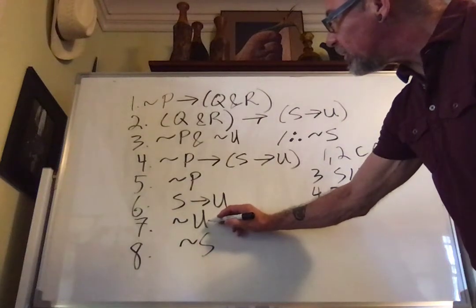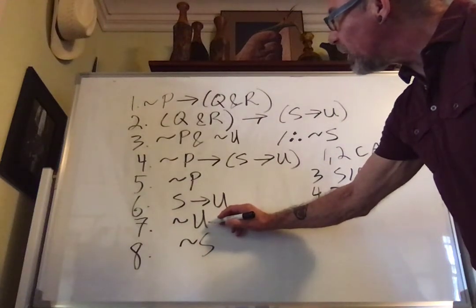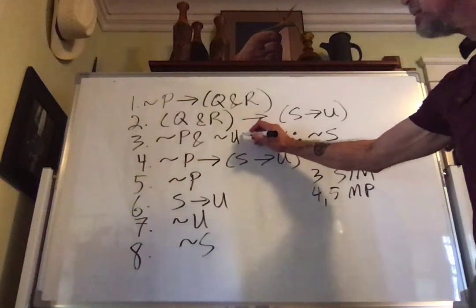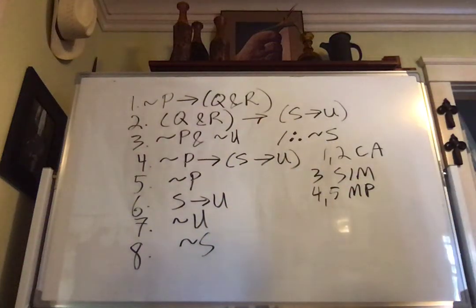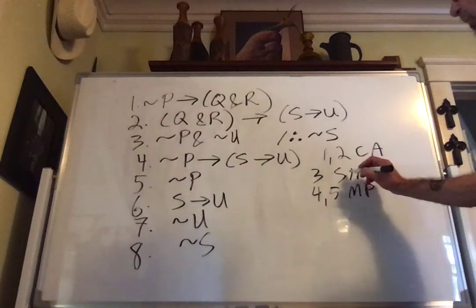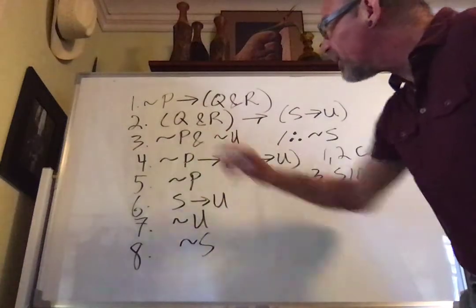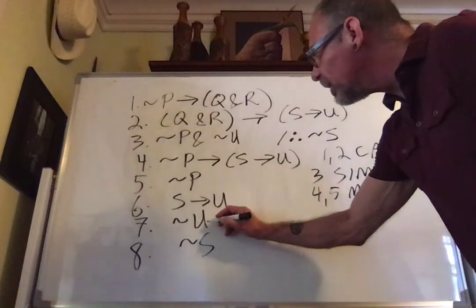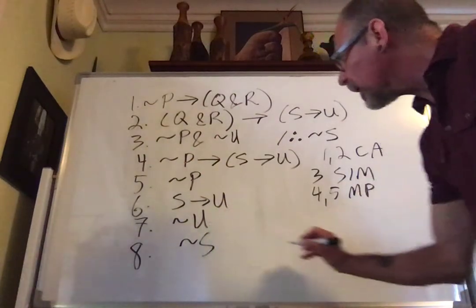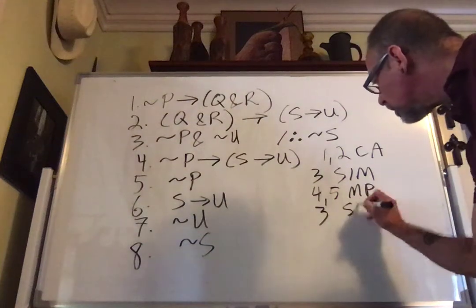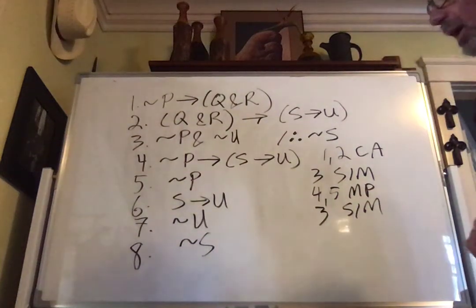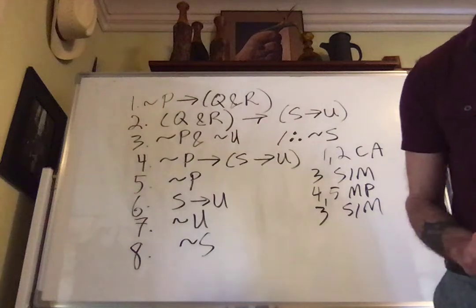7 is negation sign U, and we have that in number 3 as one conjunct in a conjunction. Applying simplification again, like we did with line 5 to get negation sign P by itself, we can get negation sign U by itself.